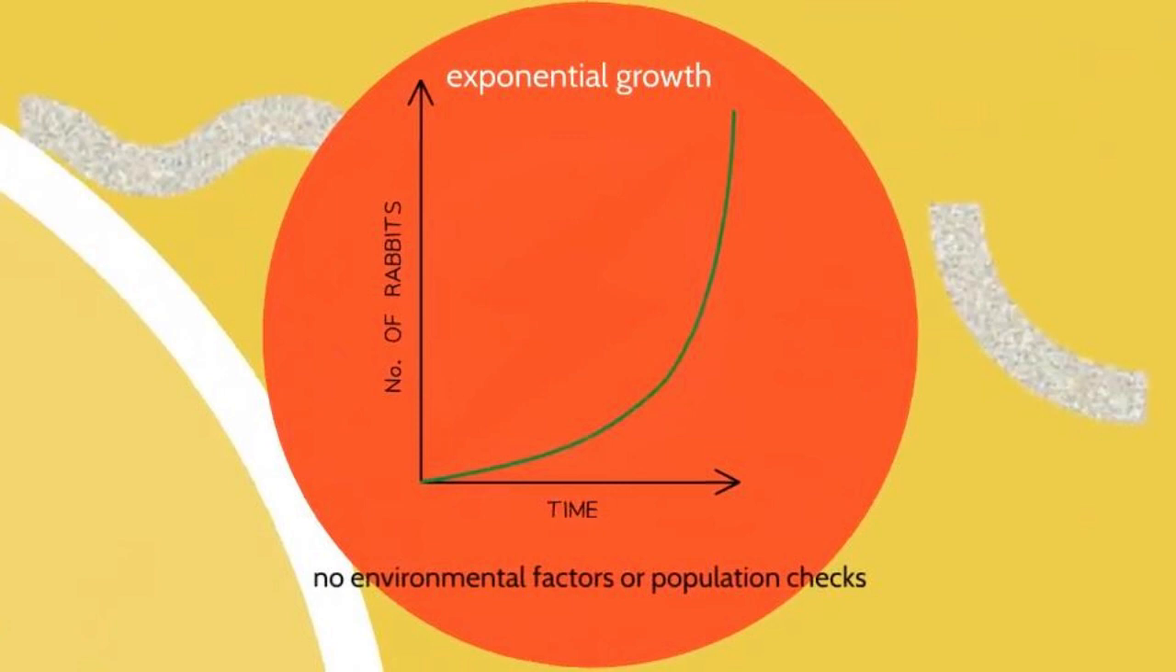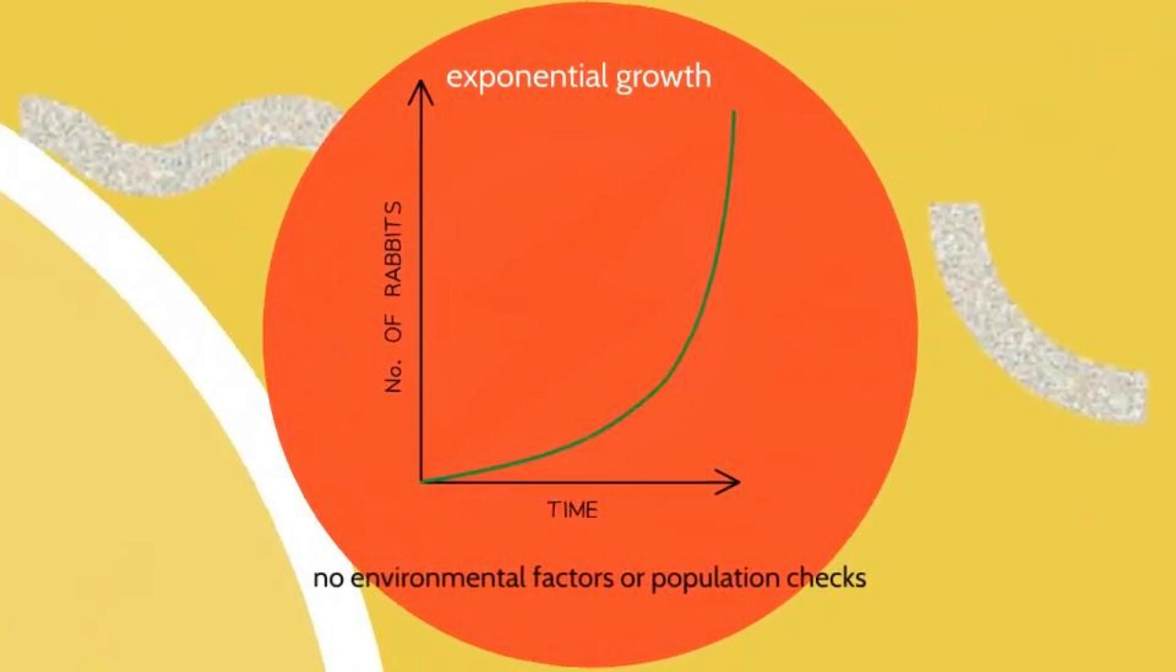And you can see what that population growth looks like on this graph, following the green line over time and the number of rabbits. You see a slower phase at the beginning and then the line just shoots up where you get exponential growth.